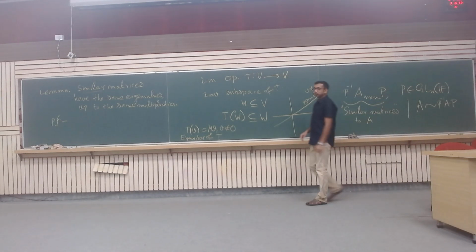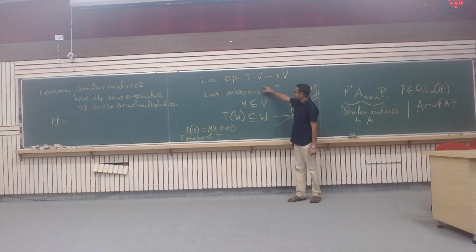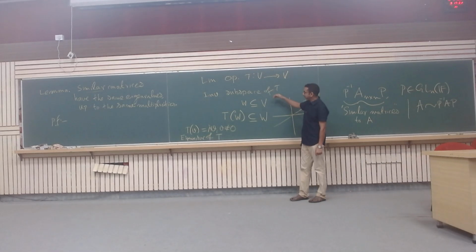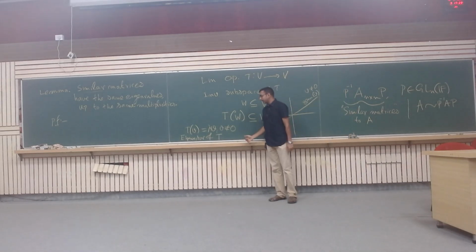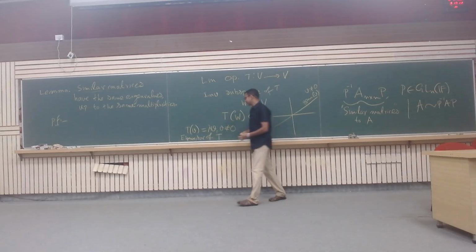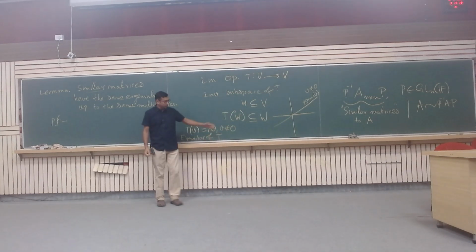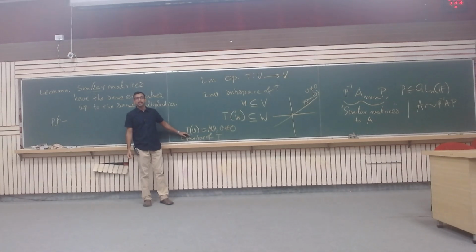Let's just recall what we did just now. We recalled what is a linear operator, what are its invariant subspaces, and then one-dimensional invariant subspaces are actually eigenspaces. It's through one-dimensional invariant subspaces we defined what is an eigenvector of T.